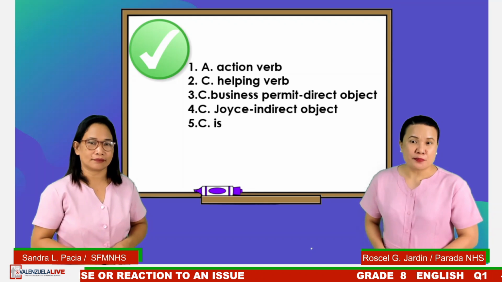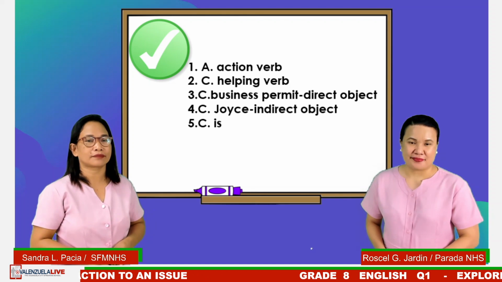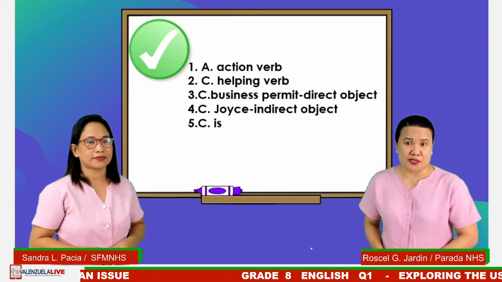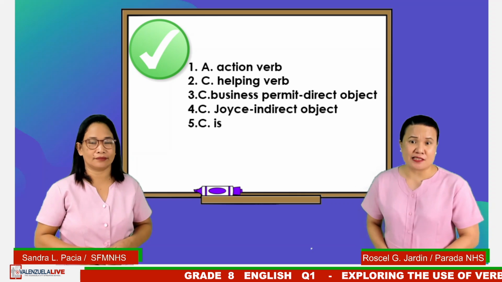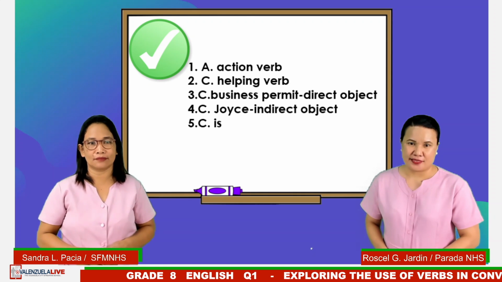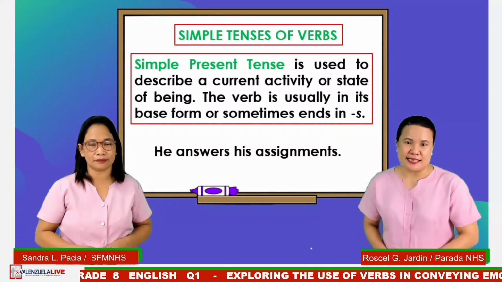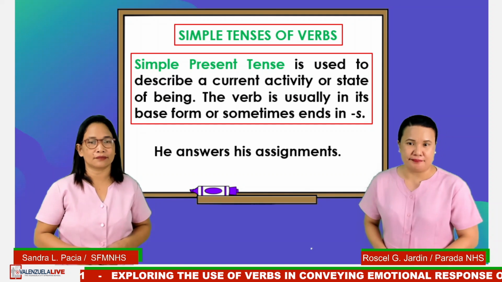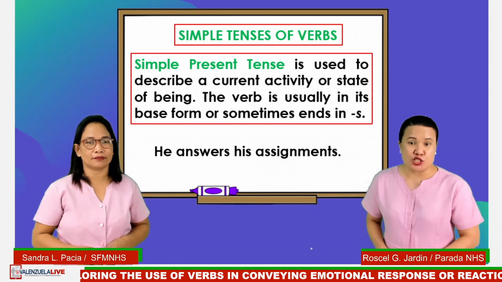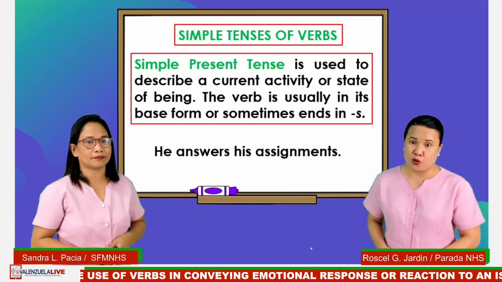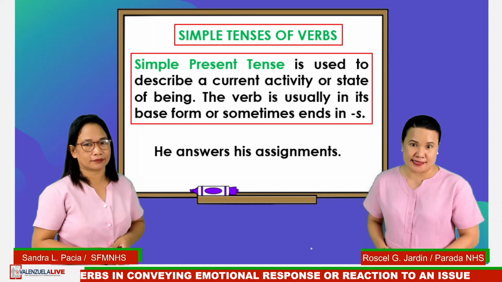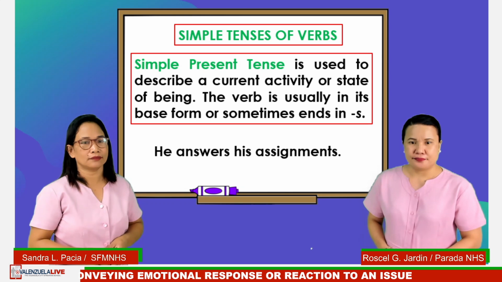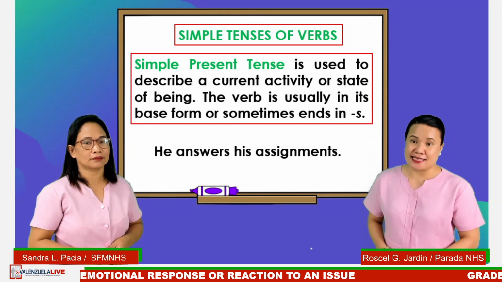Moving on to the simple tenses of verbs. The simple tenses of verbs are present tense, past tense, and future tense. Simple present tense is used to describe a current activity or state of being. The verb is usually in its base form or sometimes ends in S. For example, he answers his assignment.